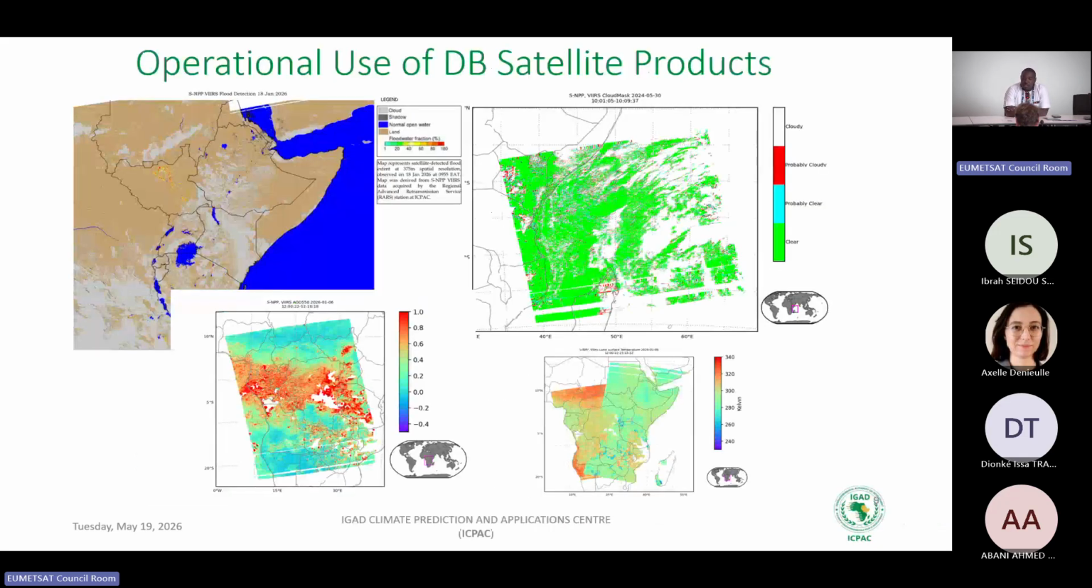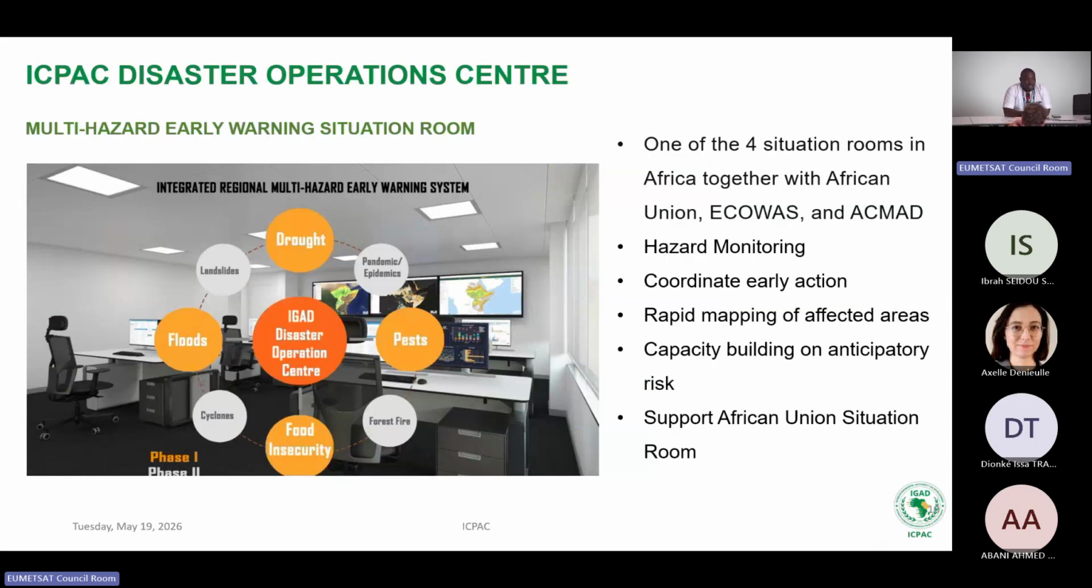I will basically also get into the operational use of the satellite products. So basically, what is the demand for these satellite data products? At ICPAC, we are hosting the IGAD Disaster Operations Center. This is an integrated regional multi-hazard early warning system.